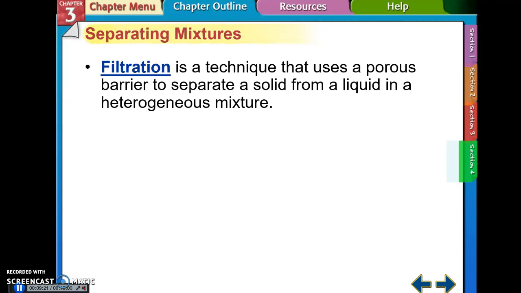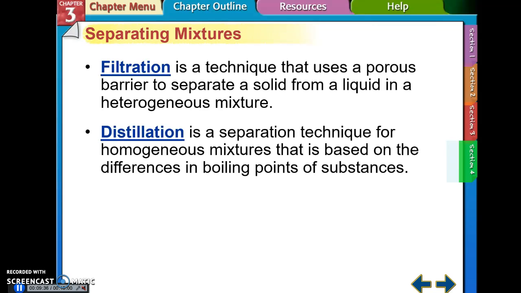So if I am filtering coffee, so if your parents make coffee at home in the mornings, they take coffee grounds probably, and they use coffee filters to keep the grounds from getting into the liquid. Our next one is called distillation. Distillation is a separation technique that separates homogeneous mixtures based on the differences in boiling points.